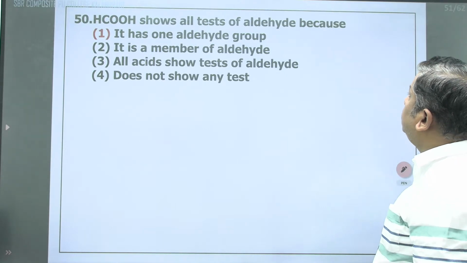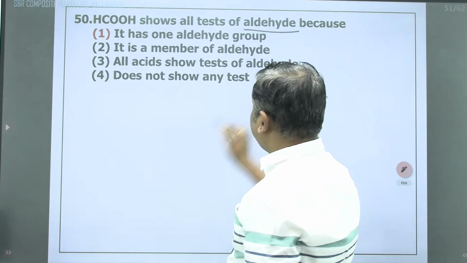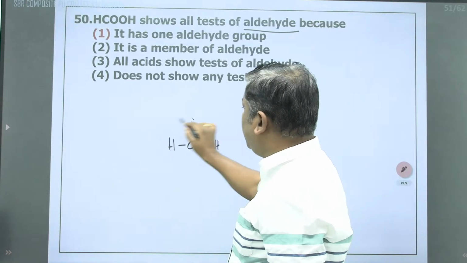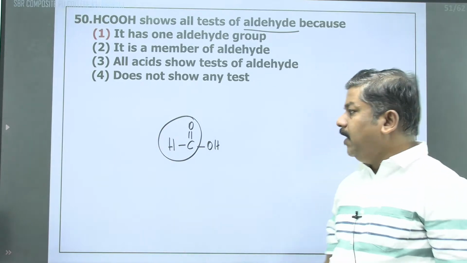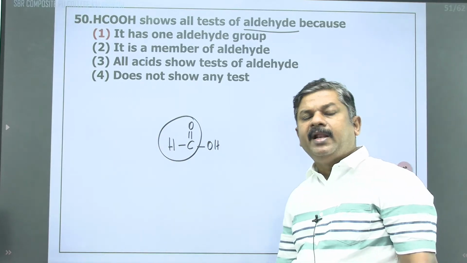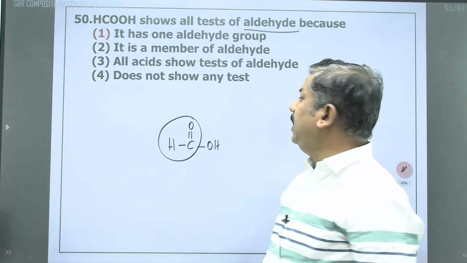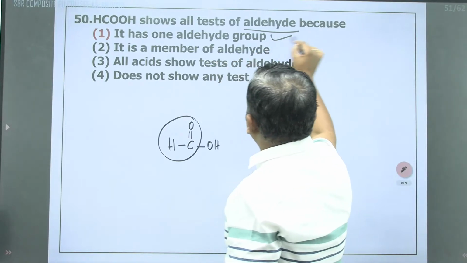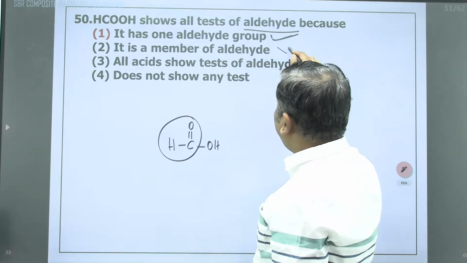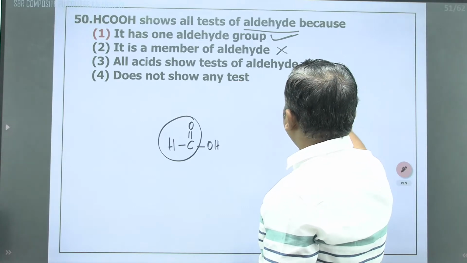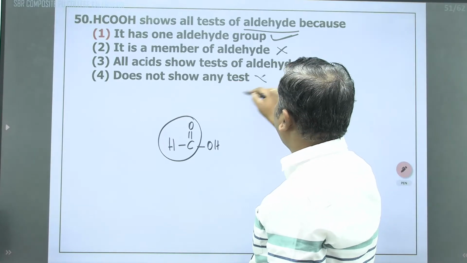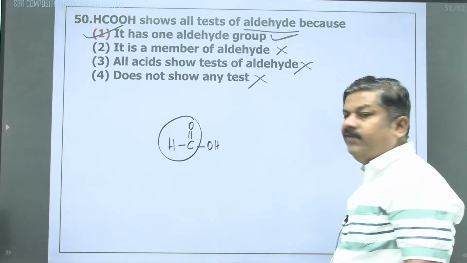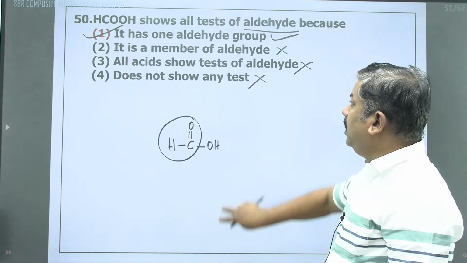HCOOH shows all the tests of aldehydes, because I have already explained in a previous question. Formic acid is the only carboxylic acid which contains an aldehyde functional group. Due to the presence of this aldehyde group, it can reduce Tollens reagent, it can reduce Fehling's solution, and it shows properties just like an aldehyde. It has one aldehyde group. This is the correct answer. It is a member of aldehyde, that is not correct. All acids show this test of aldehyde, that is also not correct. Does not show any test, that is also incorrect. The only correct option for question number 50 is the first one, since it contains an aldehyde functional group.